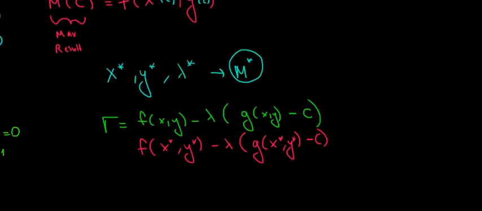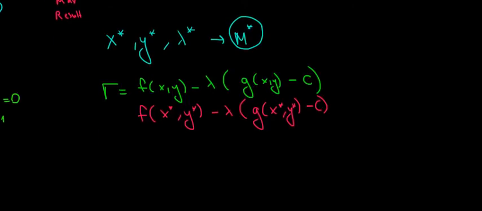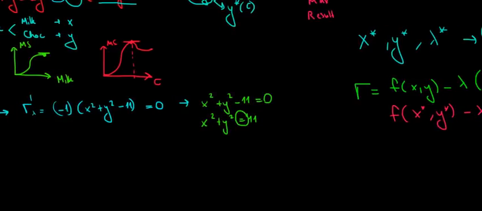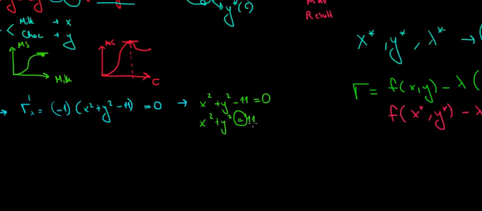Now, what did we say at the optimal level? What's happening at the optimal level? Let me go over here. We show that at the optimal level, this holds. The constraint is exhausted. It is satisfied.